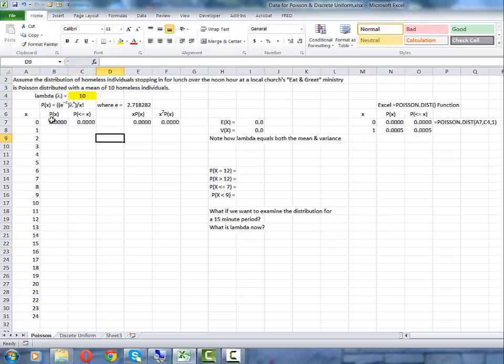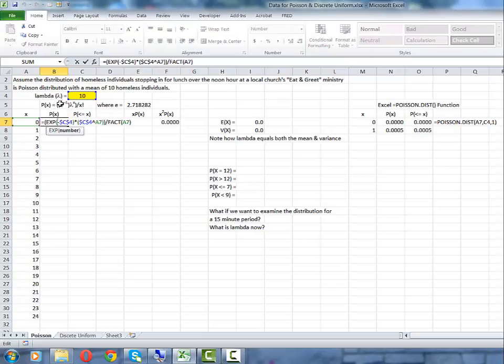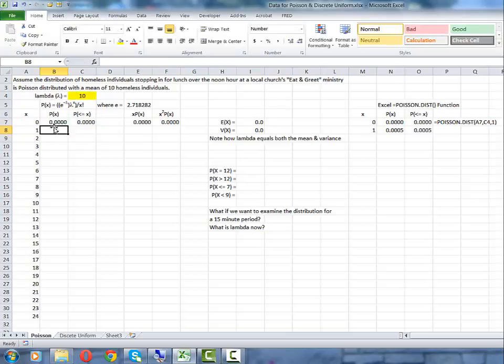Okay, so the formula I have here represents this that I have written out: e to the minus lambda, minus 10, times lambda, 10, to the x, 0 in this case, divided by x factorial, 0 factorial. And again, 0 factorial is equal to 1 by definition.